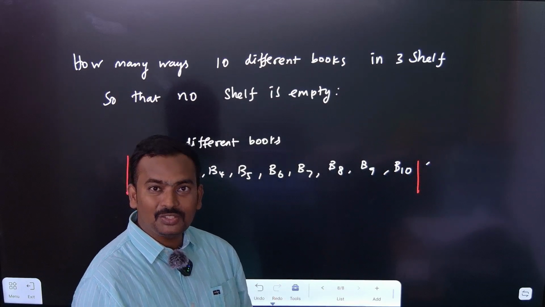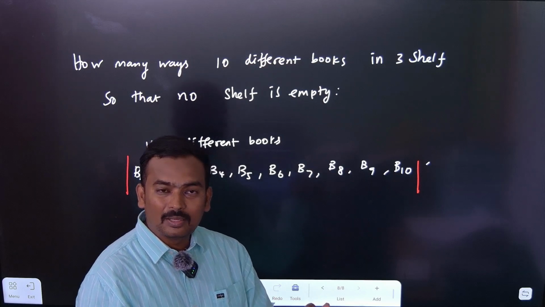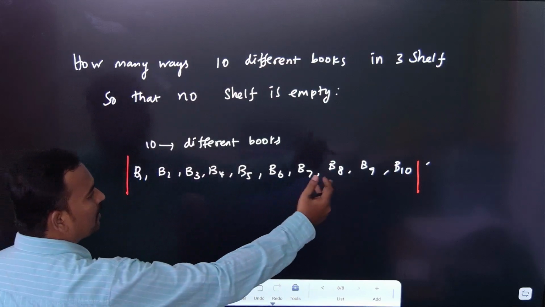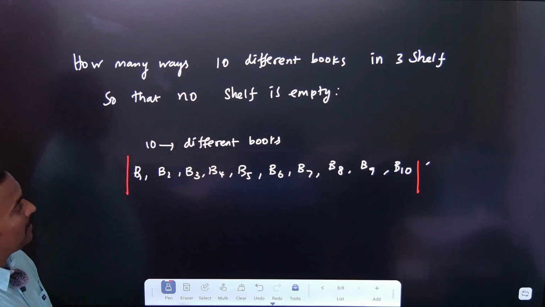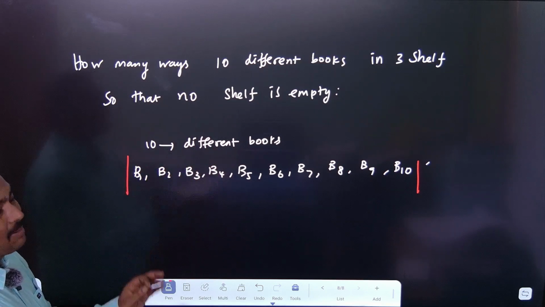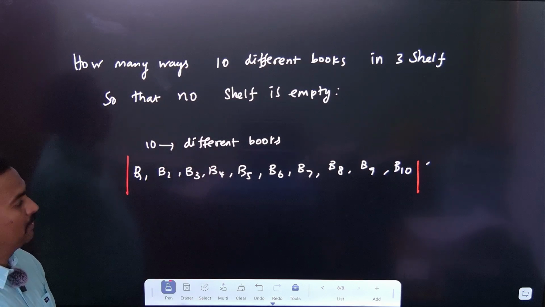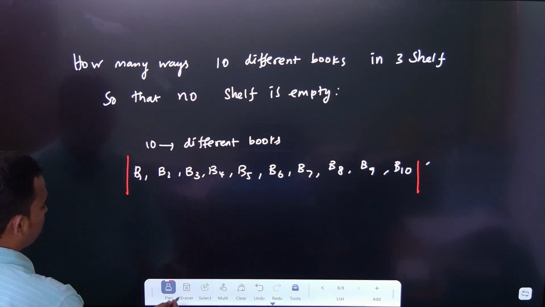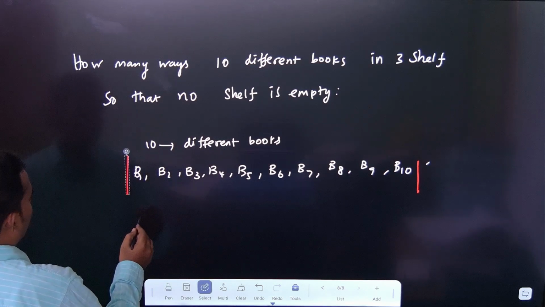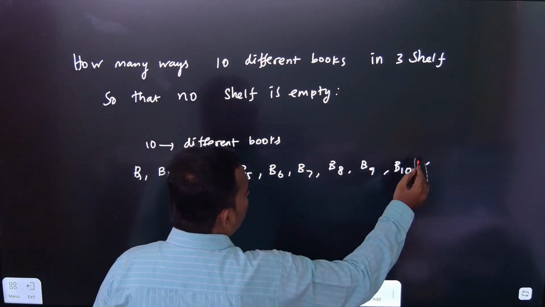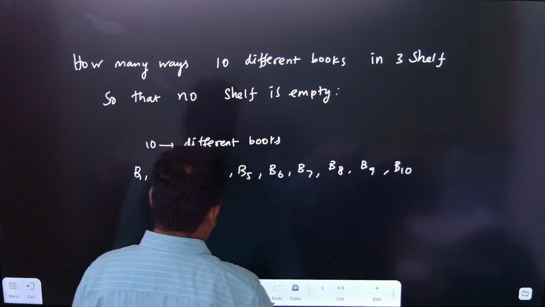Understand? That means you should not put a bar before B1 and after B10. You should not put a bar, otherwise it will be empty. No shelf is empty. We need non-empty shelves. Okay. This is not possible, right? Okay. Fine. So you should not put a bar before and after.